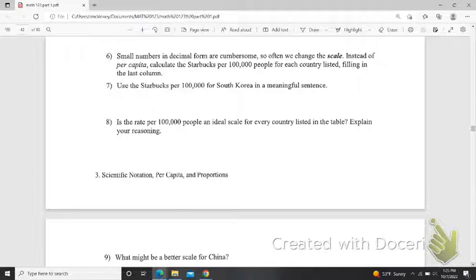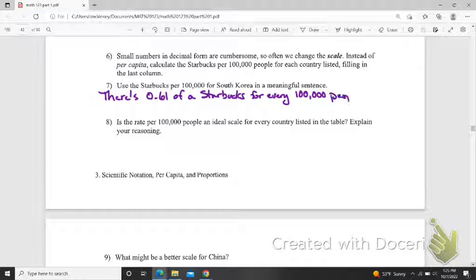For number 7, we're using the Starbucks per 100,000 for South Korea. So there's 6/10 or 61/100 of a Starbucks for every 100,000 people in South Korea.